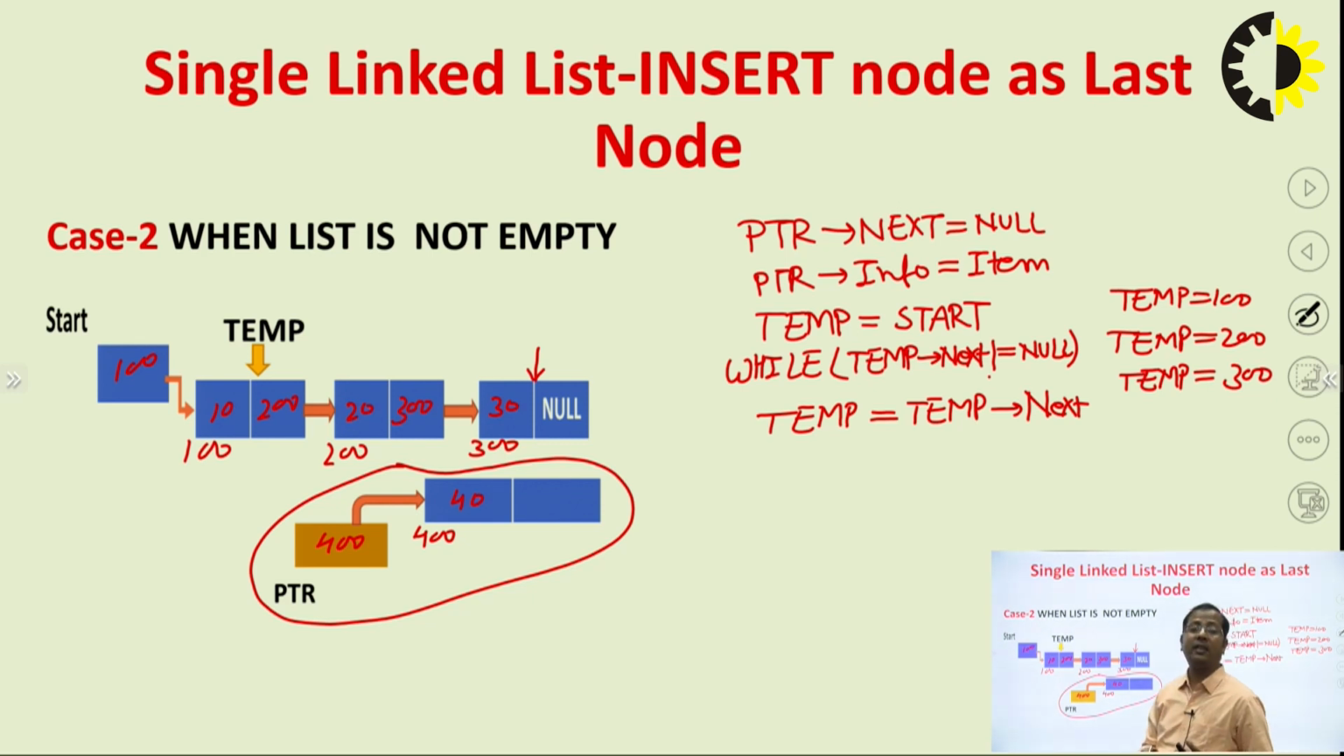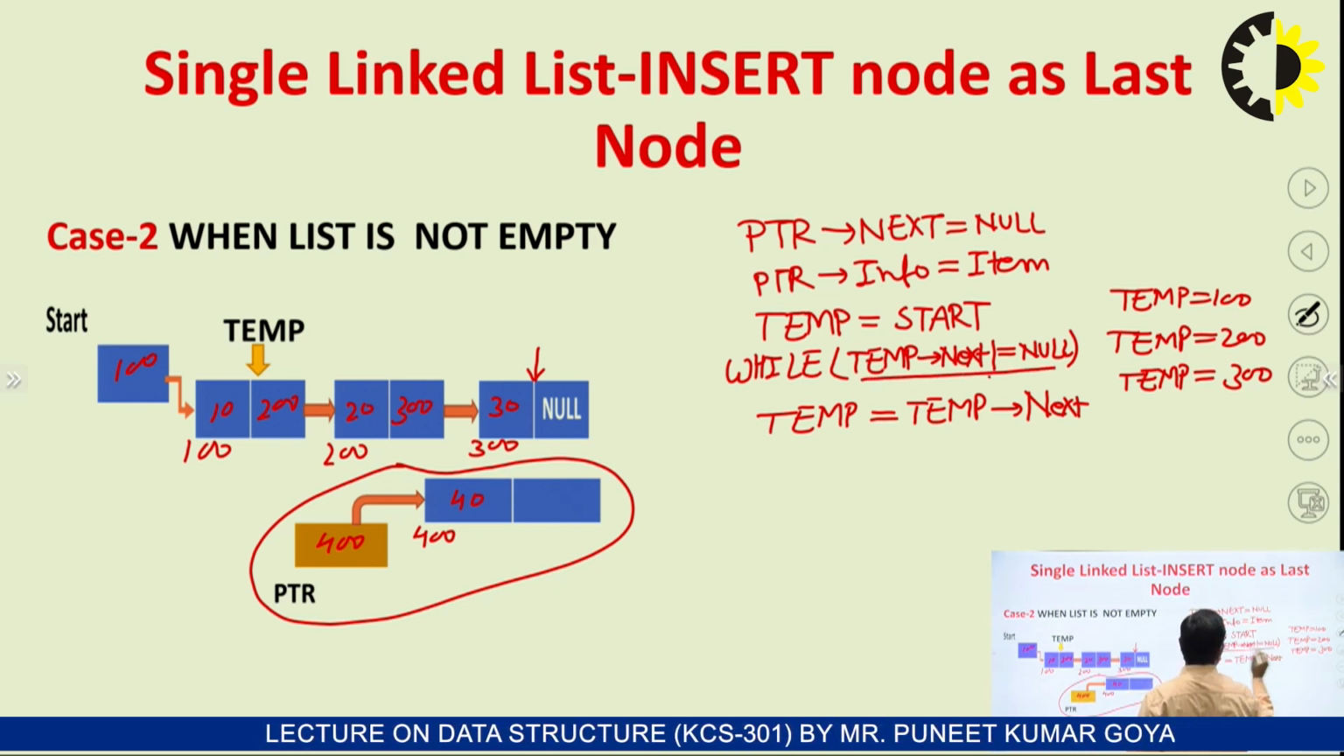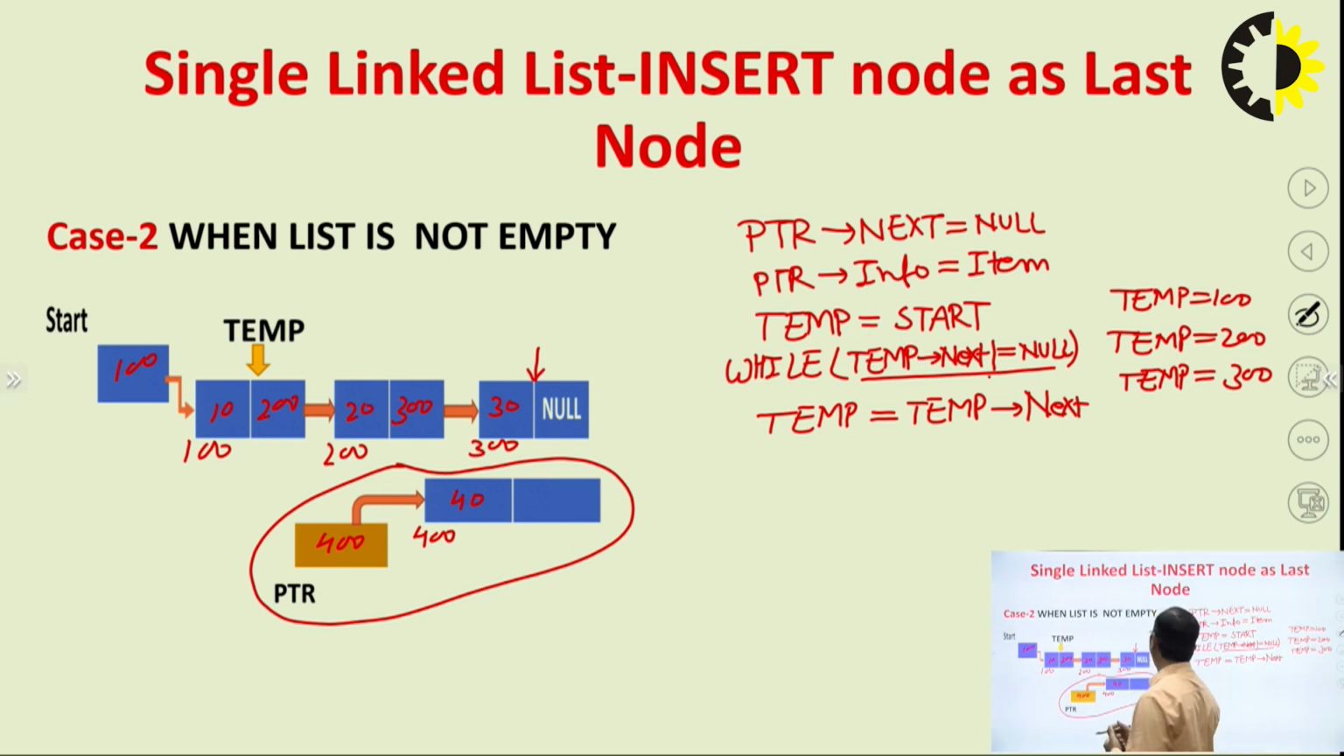So please remember this difference. Whenever we want to access the information inside a node, we also have to traverse, but in that case we have to traverse till temp not equals to null, because we have to access the information inside the last node also. But whenever we want to get the address of the last node, in that case we have to traverse till temp next not equals to null. So after this while loop, temp contains the address of the last node. So temp will point here.